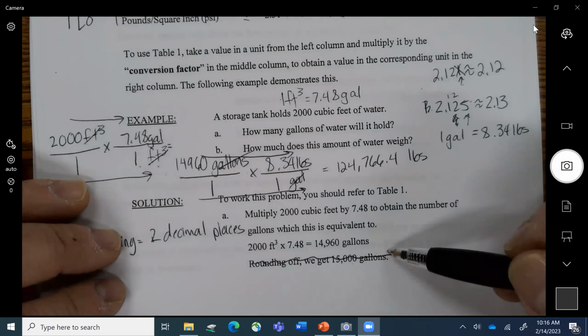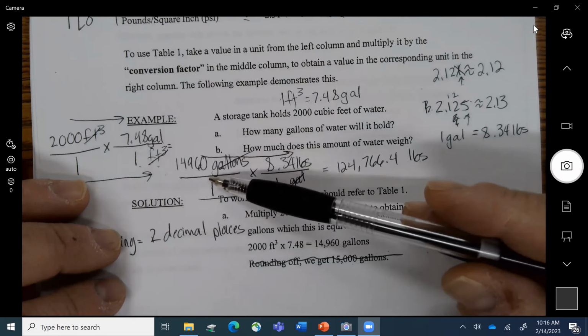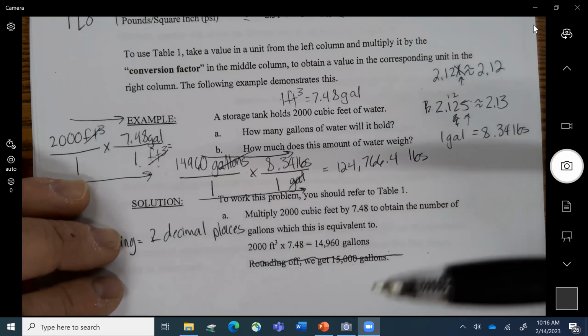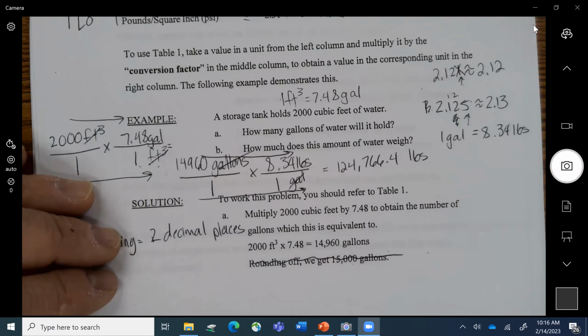So another reason for not rounding is if someone rounds this to 15,000 and then charges you for this, is this something you're buying? You just paid for 40 gallons you don't have. Does that make sense? That's why don't round. I don't recommend it. Because some stuff can be very expensive.